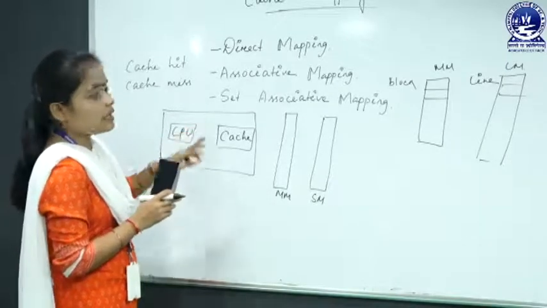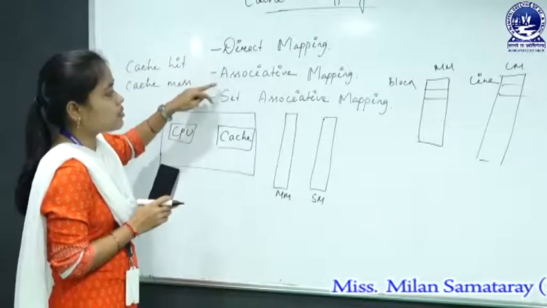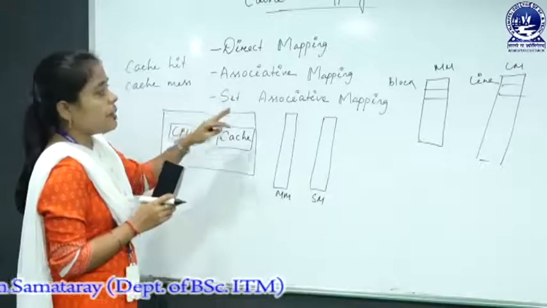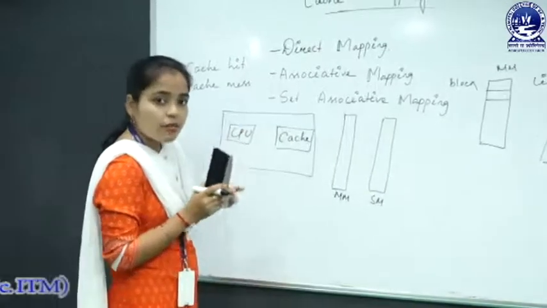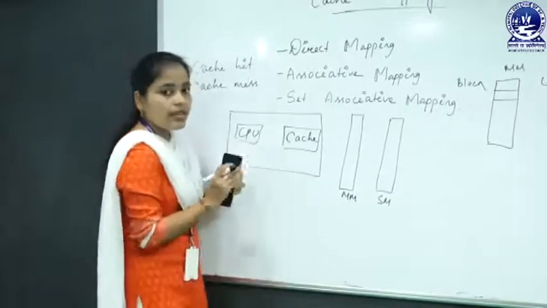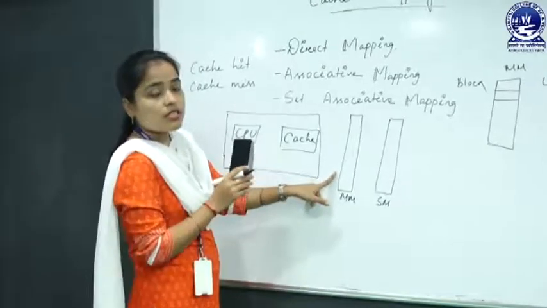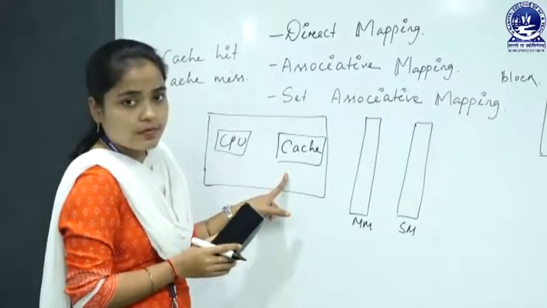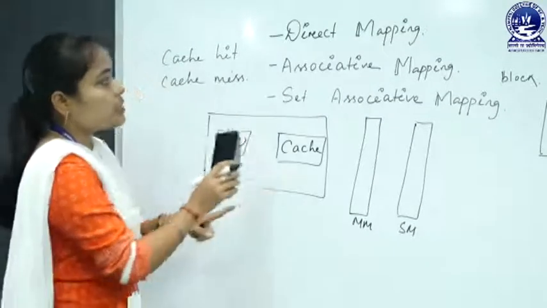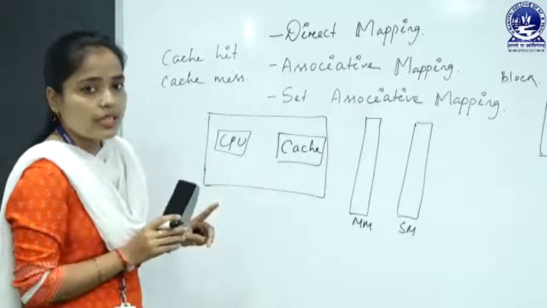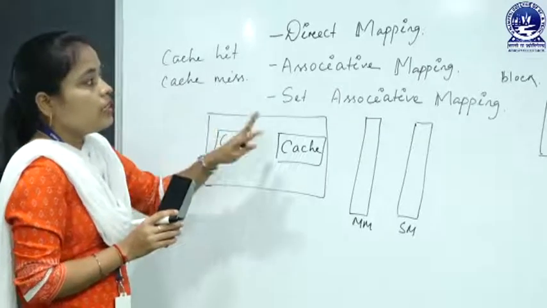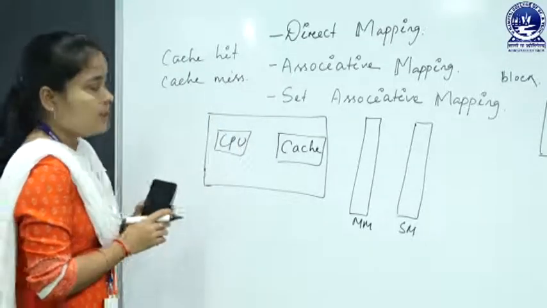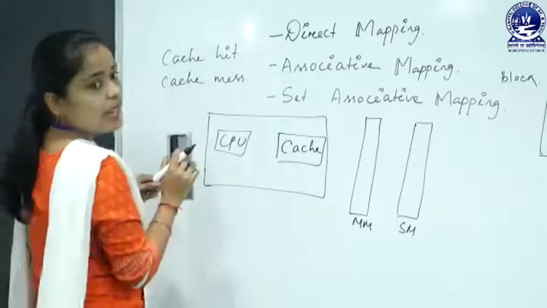There are three types of mapping: direct mapping, associative mapping and set associative mapping. You can say mapping is a technique by which you can assign the main memory blocks into the cache memory lines. We will discuss the mapping techniques one after another, and then we will also discuss an example of that. So first let us go through the direct mapping technique.